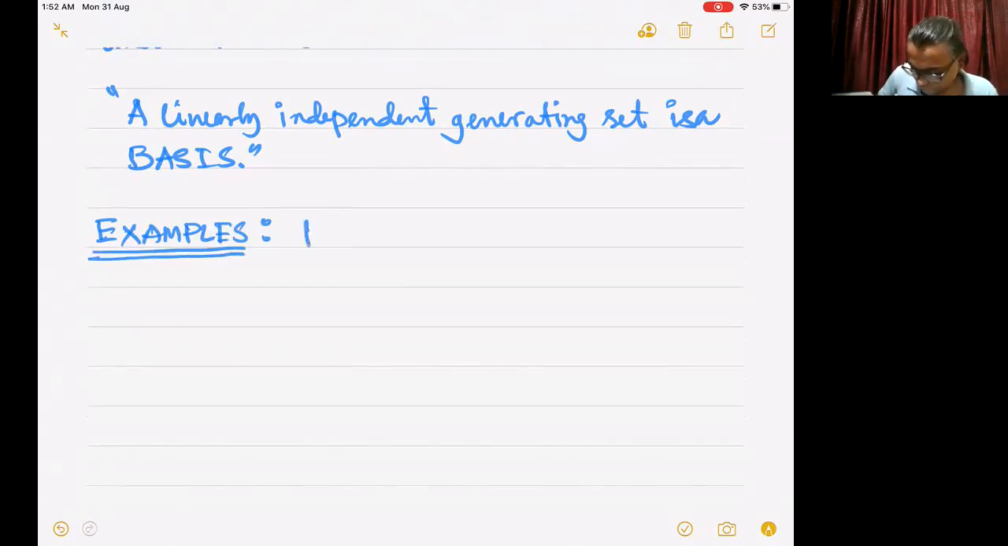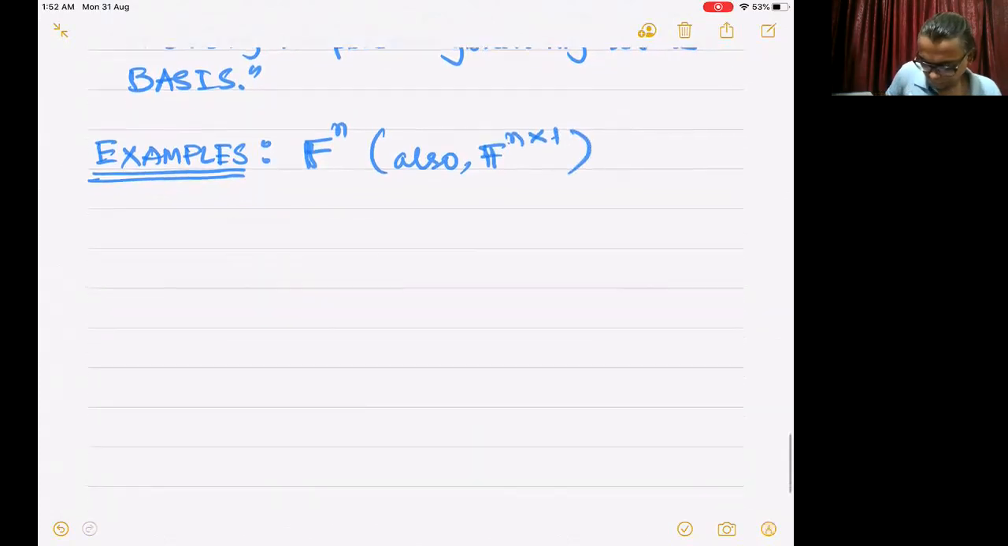Okay. First of all, F to the n. Now, by F to the n, we actually mean F to the n cross 1. So these are columns of numbers, right? So also F to the power n cross 1.